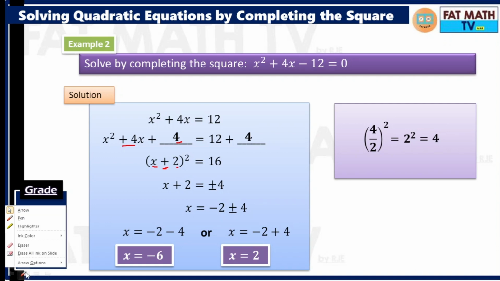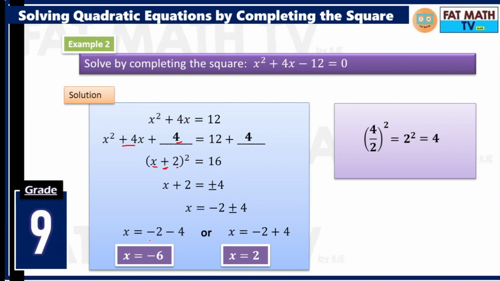Well, let's see if indeed it's the same. Negative 6 squared is 36. 4 times negative 6, that is negative 24. Minus 12. Is this 0? 36 minus 24 is 12. 12 minus 12 is 0, so correct. So this is also correct.